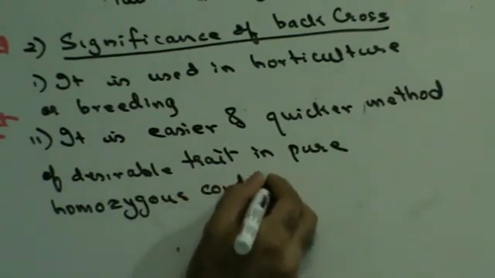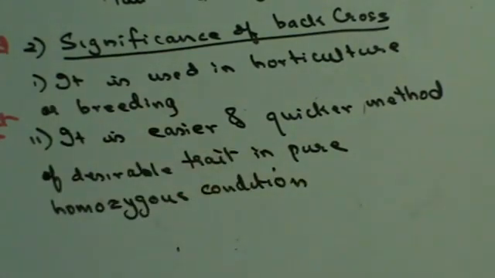So if I want a particular trait in the F1 generation or the F2 generation, it's very easy to get that specific trait using a back cross, right? So those are the two reasons why we study back cross. Next, let's study test cross.